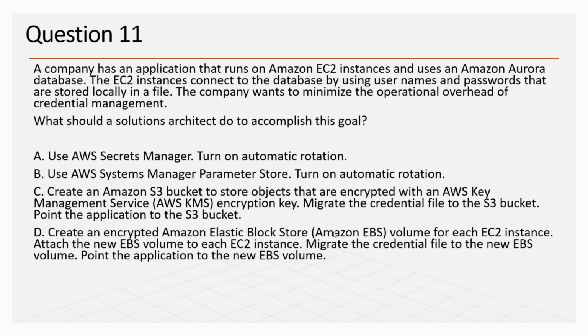Option D, create an encrypted Amazon Elastic Block Store volume for each EC2 instance. Attach the new EBS volume to each EC2 instance. Migrate the credential file to the new EBS volume. Point the application to the new EBS volume. Now let's see what is the correct option. And the correct option is A, use AWS Secrets Manager, turn on automatic rotation. So that is how this particular task can be accomplished.